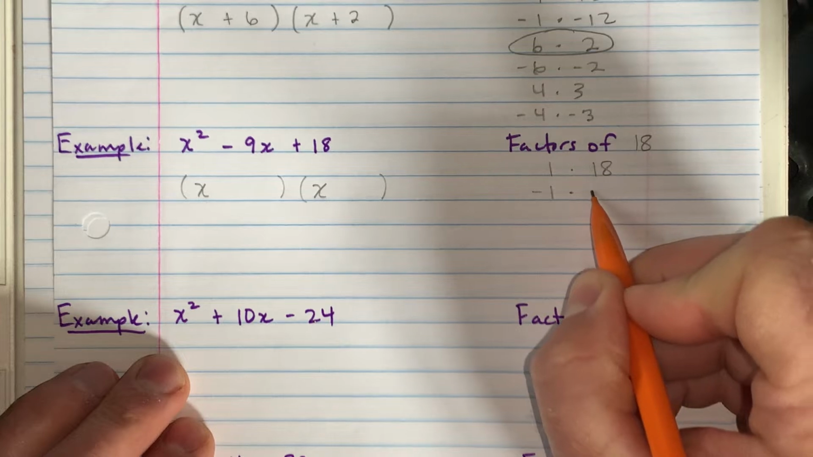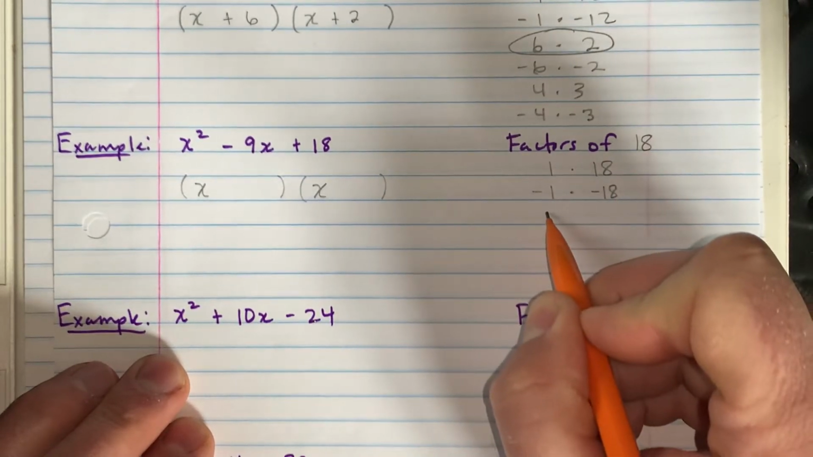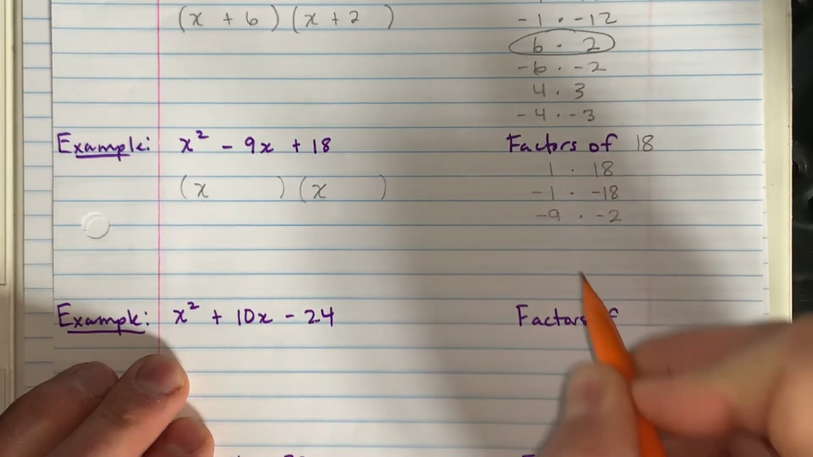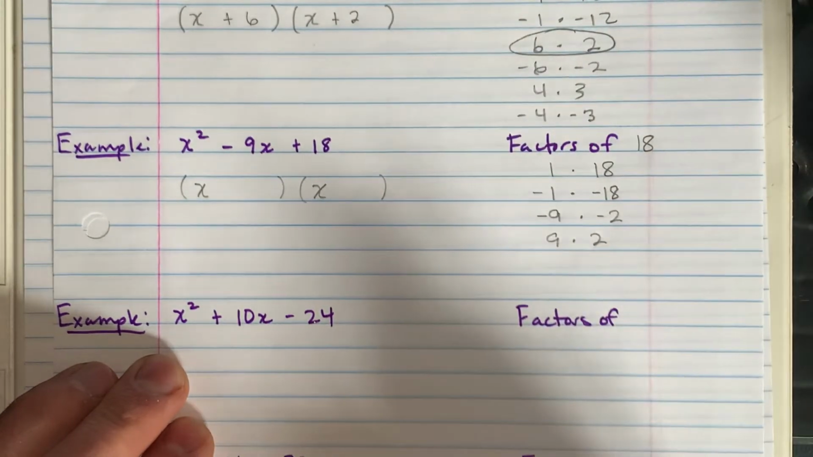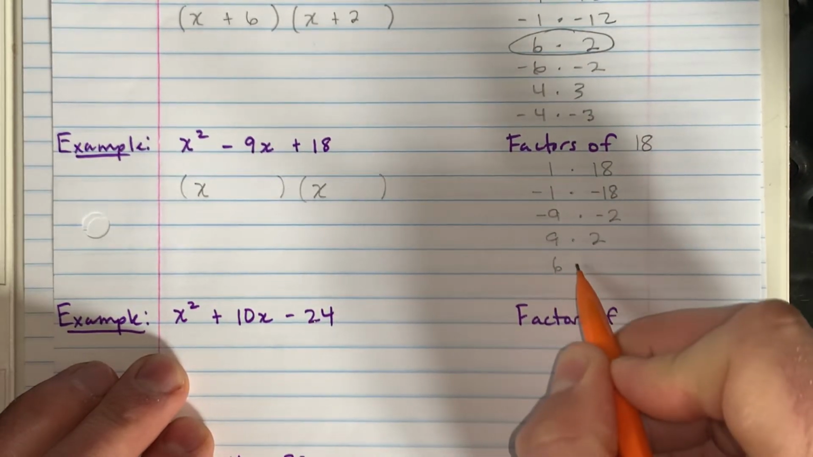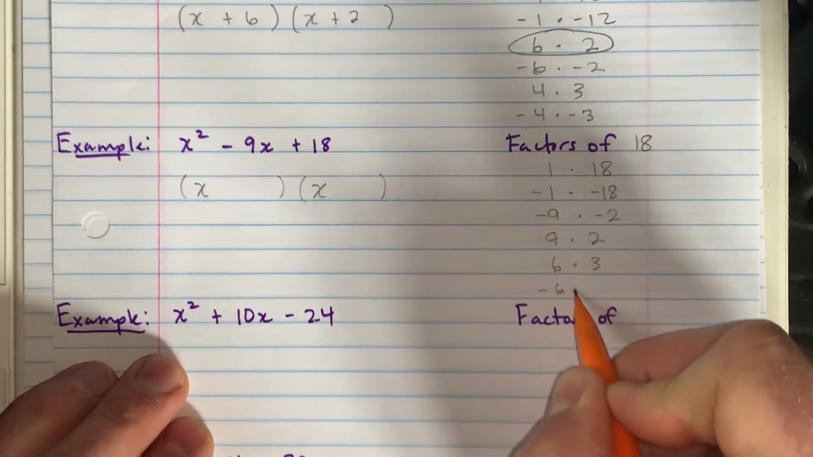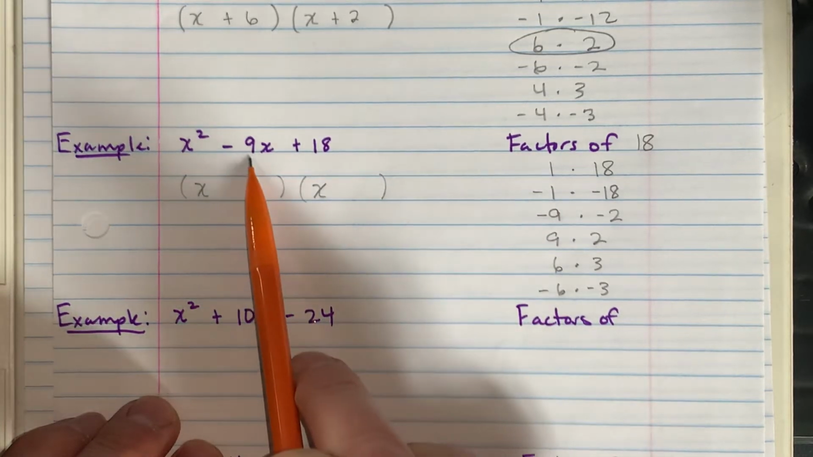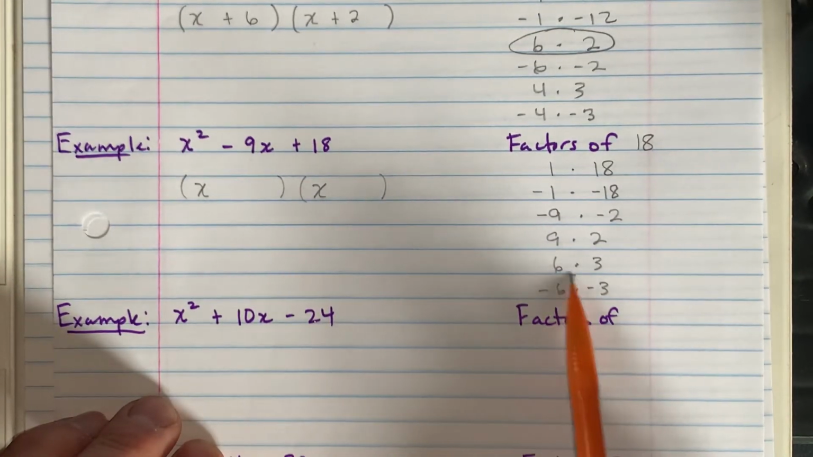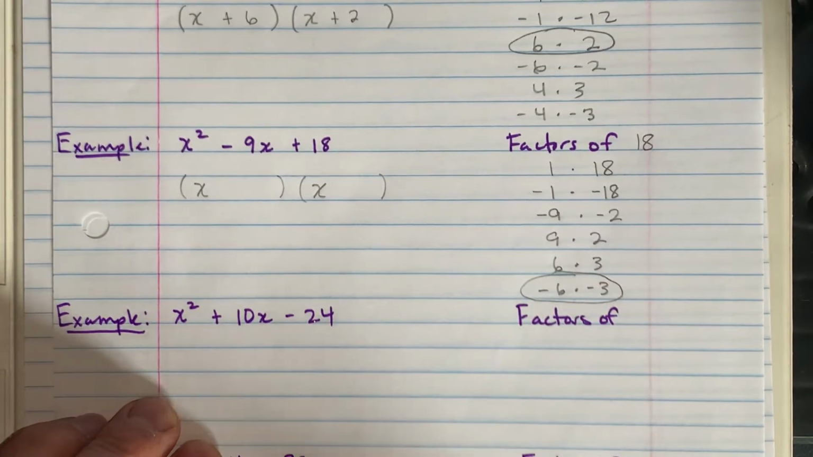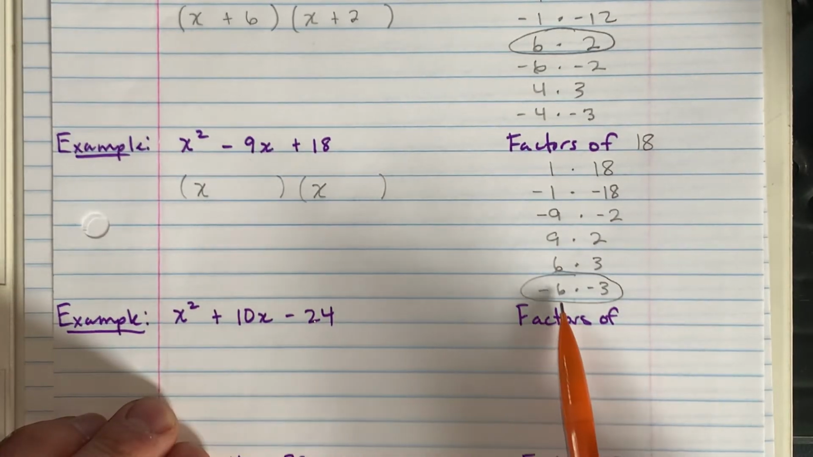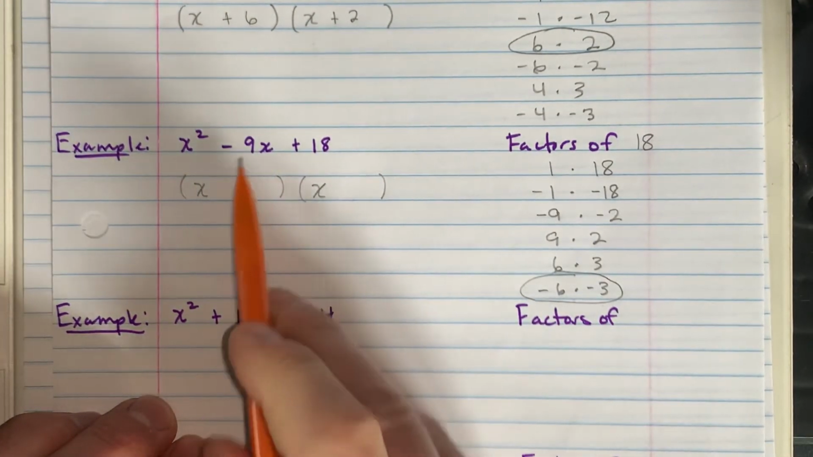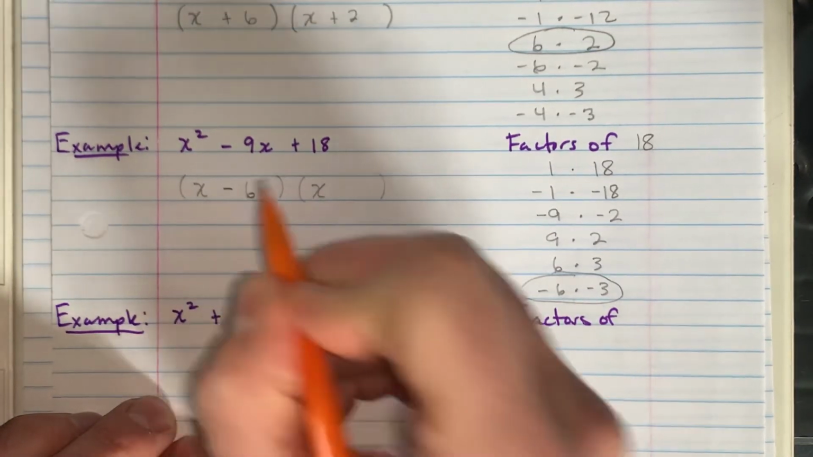All right, so 18, negative 9, negative 2, 9 and 2. We've got 6 and 3, negative 6, negative 3. And as you're working through these, you're just checking as you go, and if you see it, go ahead and grab it there. You can stop making the factors, because some of these have tons of factors. So negative 6 and negative 3 are the two factors that would add up to negative 9, which would give us that negative 9 term.